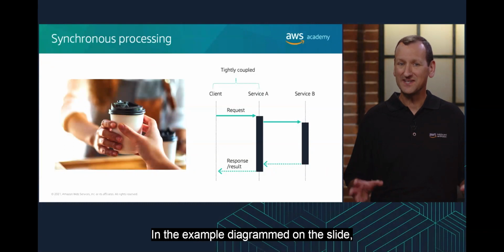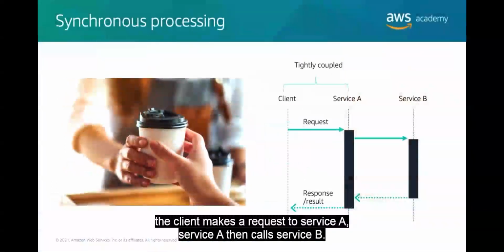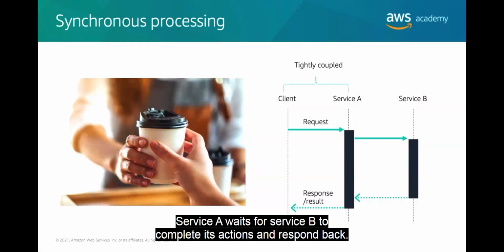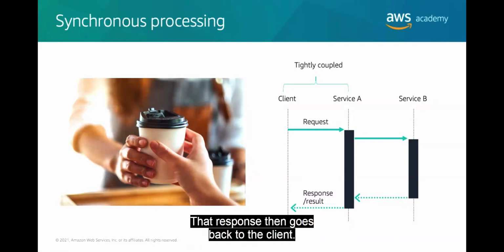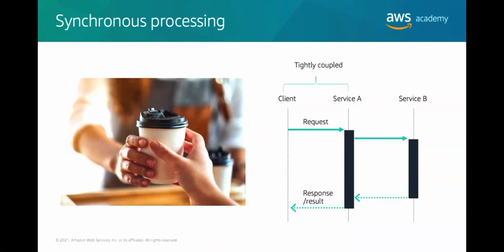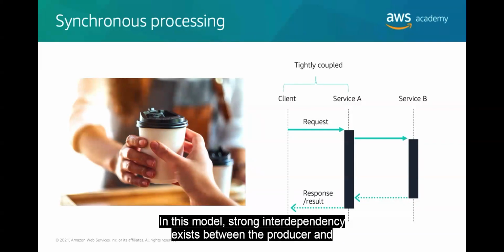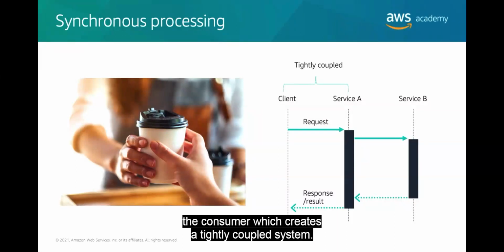example diagrammed on the slide, the client makes a request to service A. Service A then calls Service B. Service A waits for Service B to complete its actions and respond back. That response then goes back to the client. In this model, strong interdependency exists between the producer and the consumer, which creates a tightly coupled system.